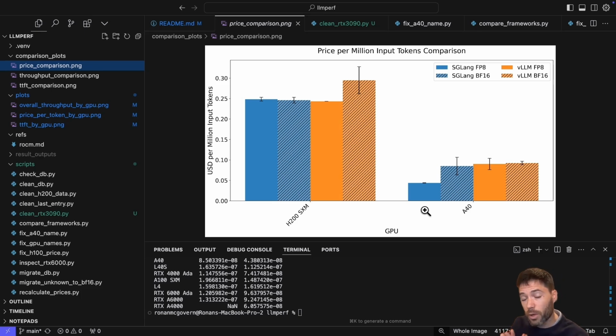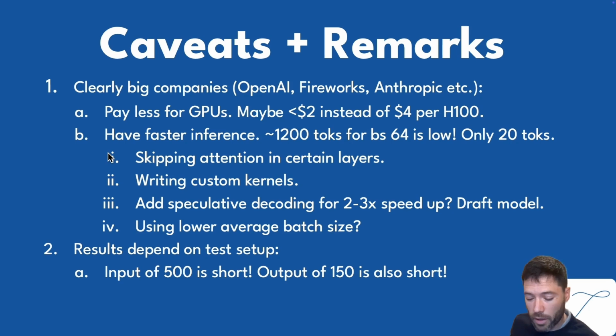I think if you run at lower batch sizes, just anecdotally, I've done a few of those tests, there's less of a gap between SGLang and vLLM. But if you're running at large batch sizes on an A40, that's an Ampere architecture, there is a significant improvement with using SGLang. Now, there are a few caveats to highlight on all of this benchmarking I've done.